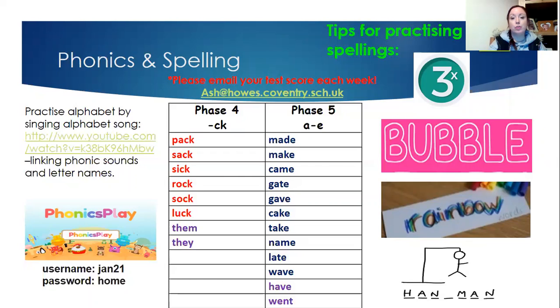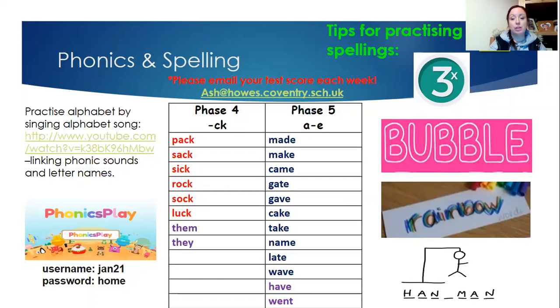If you're in the phase 4 group for spelling, you've got the digraph K this week, so you've got C and K making the K sound. In red, you've got the words that use that digraph, that use the K sound, and then in purple, you've got 2 tricky words from phase 4.